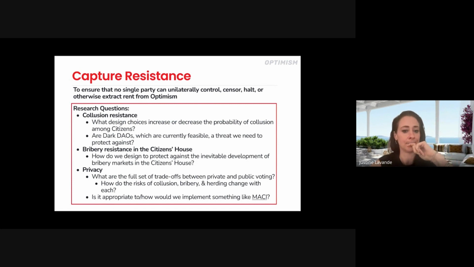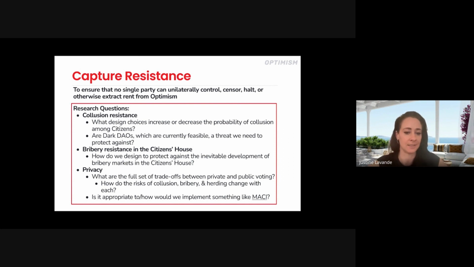So yeah, there are a lot of questions here around, like I said earlier, what capture looks like in the citizens house. There are different incentives in both houses, right? In the token house, you have quote skin in the game because you own tokens. In the citizens house, you don't have that model. So the question is, what do you have at stake? It's primarily your reputation. So you have to design different incentive models considering that.